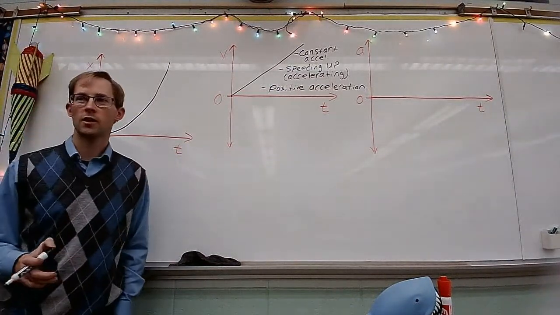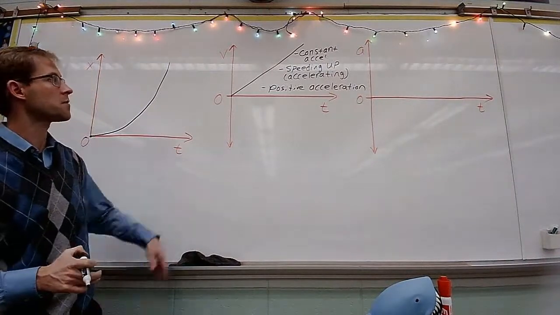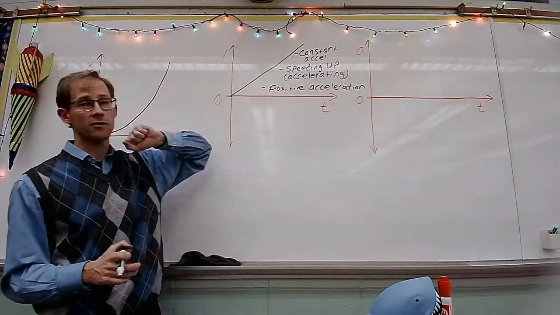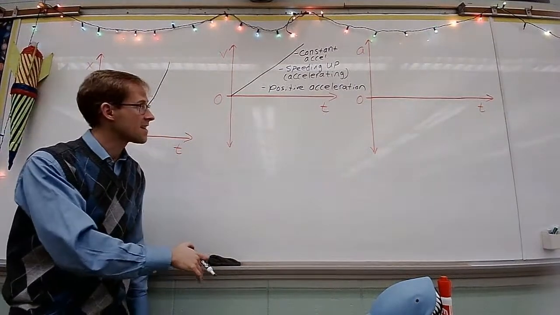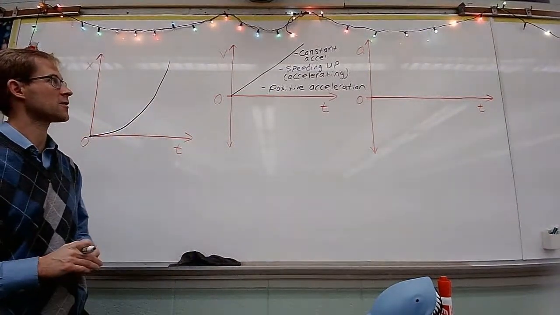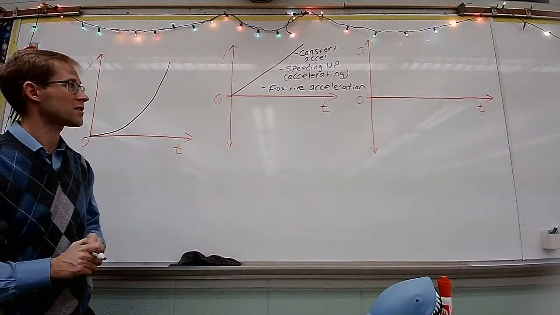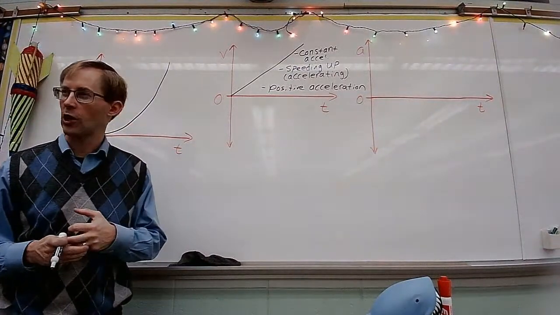And again, just because we're speeding up does not necessarily mean we're going to have a positive acceleration, because from the question yesterday, if we're speeding up in the negative direction, that is a negative acceleration. So now the question is, what's the acceleration time graph going to look like here?